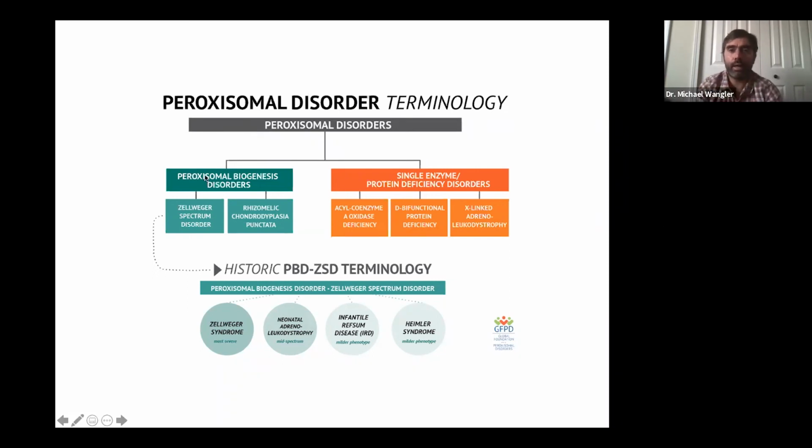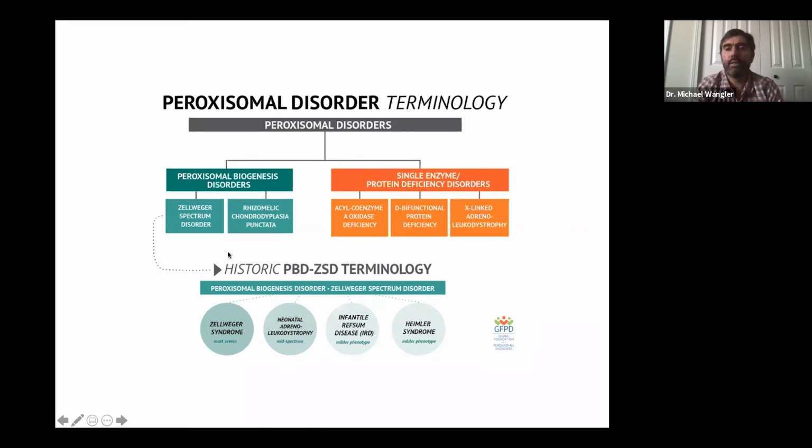We can divide the terminology, and this should be the terminology that we adopt. We've argued, from the GFPD and the scientific advisors, that this is the new terminology: we have two classes of disorders. The peroxisomal biogenesis disorders, the PBD, and there are two major classes of those, which we'll go into a little bit: the Zellweger spectrum disorder, and rhizomelic chondrodysplasia punctata, which we'll just call RCDP from now on. And then there are single enzyme deficiency disorders. Today we are going to mention X-linked adrenoleukodystrophy, Refsum, and a few others.